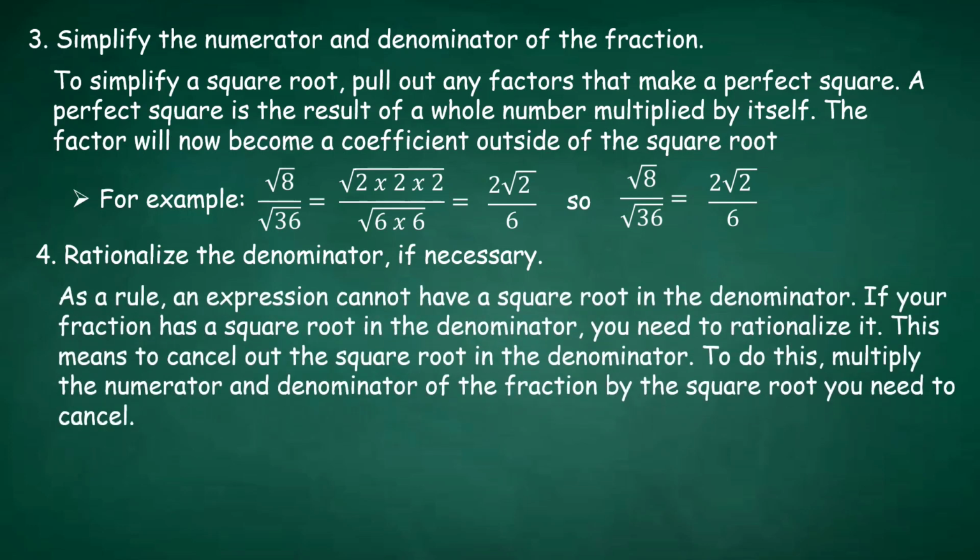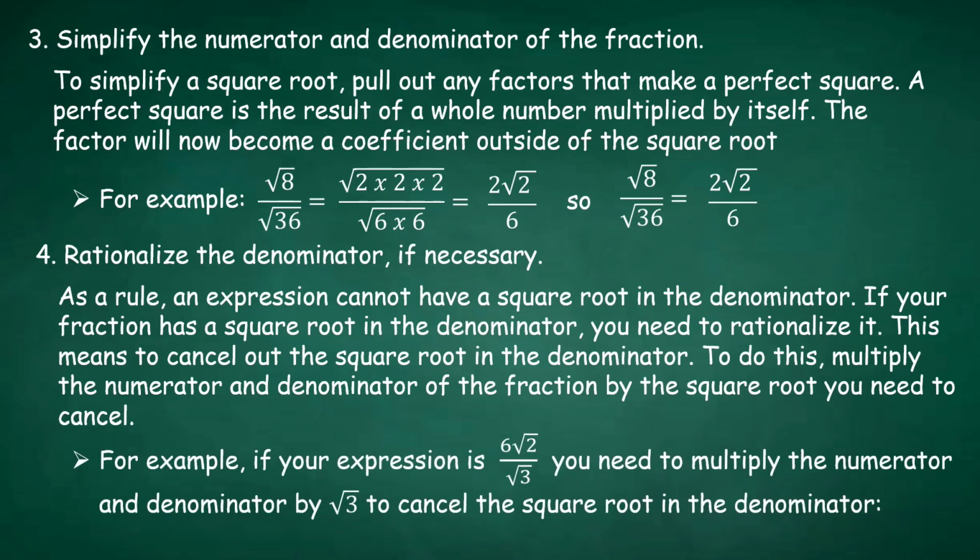As a rule, an expression cannot have a square root in the denominator. If your fraction has a square root in the denominator, you need to rationalize it. This means to cancel out the square root in the denominator. To do this, multiply the numerator and denominator of the fraction by the square root you need to cancel. For example, if your expression is 6 square root of 2 over square root of 3, you need to multiply the numerator and denominator by square root of 3 to cancel the square root in the denominator.